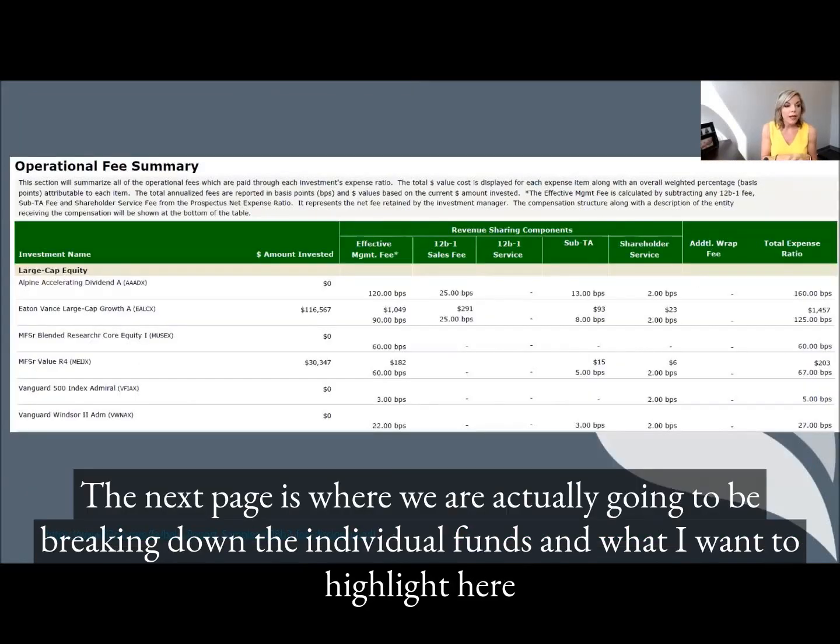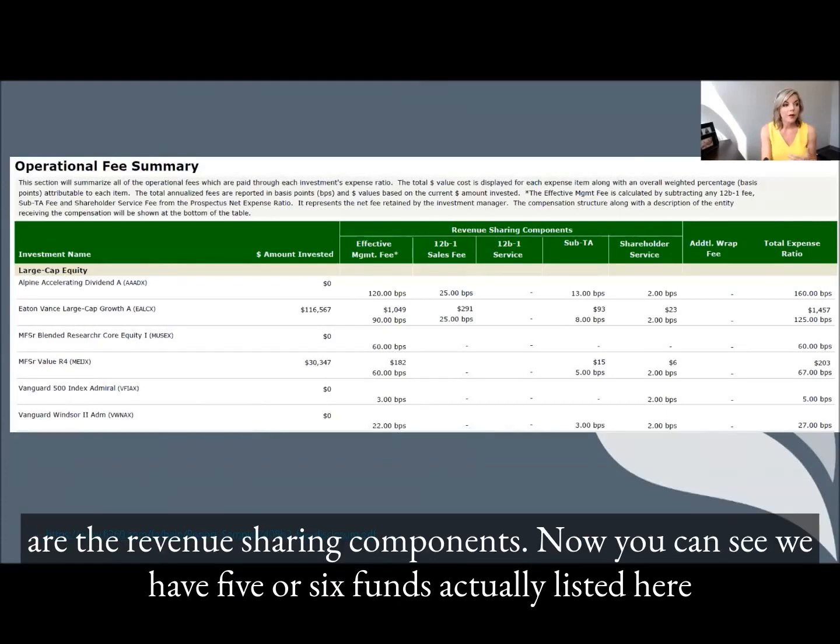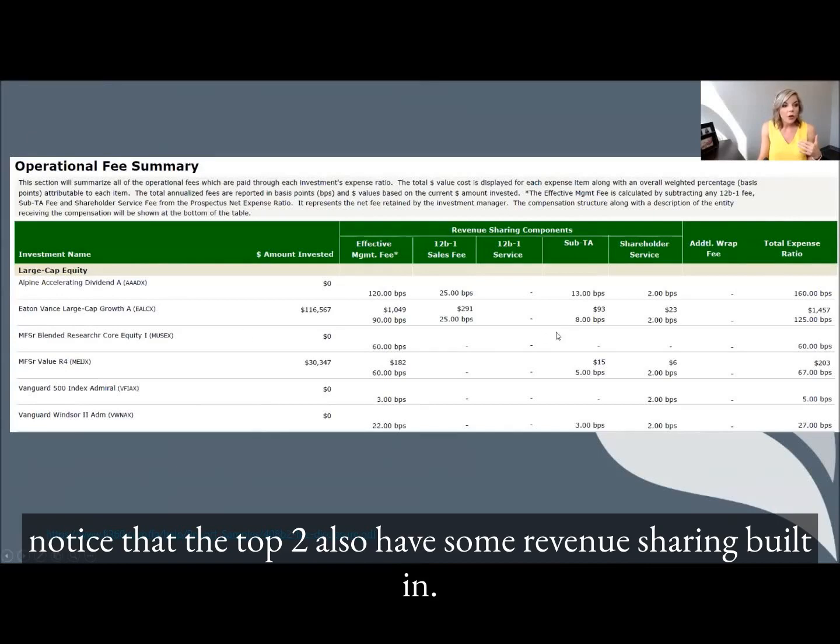This page is where we're actually going to be breaking down the individual funds. And what I want to highlight here are the revenue sharing components. Now, you can see we have 5 or 6 funds actually listed here. Notice that the top 2 also have some revenue sharing built in.